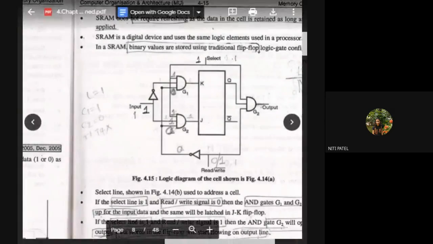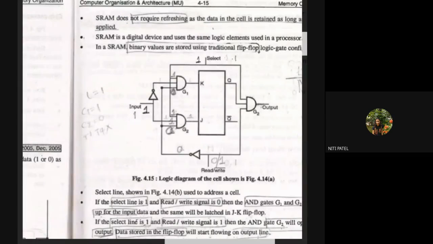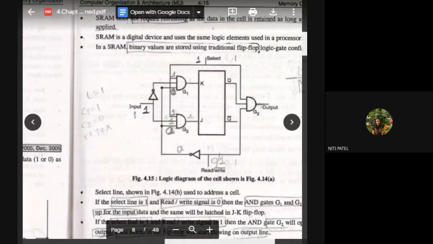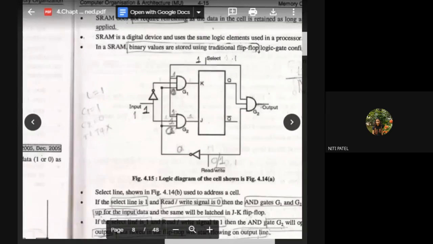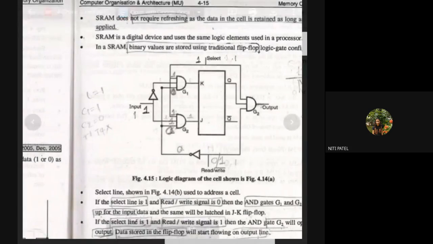ठीक है. What are we trying to learn over here is, can you see the select line on the top of the diagram? Yes, ma'am. Can you see the input on the left-hand side of the diagram and output on the right-hand side? Yes, ma'am. At the bottom of the diagram, we have a read write line. So if you compare these four things with the memory cell that we just studied, are all four things there inside this memory cell? Yes, we have input, output, select, and read write. Along with that, we have two AND gates and a JK flip flop.